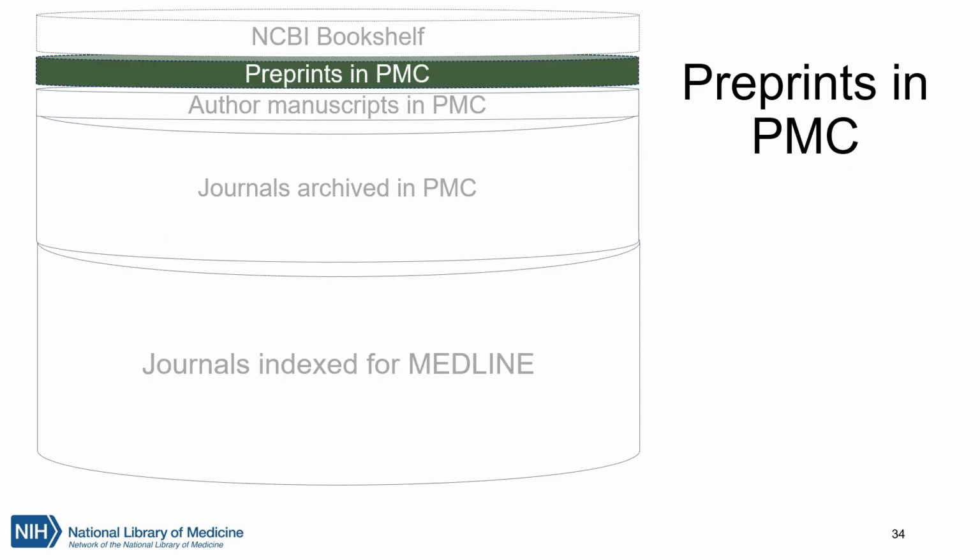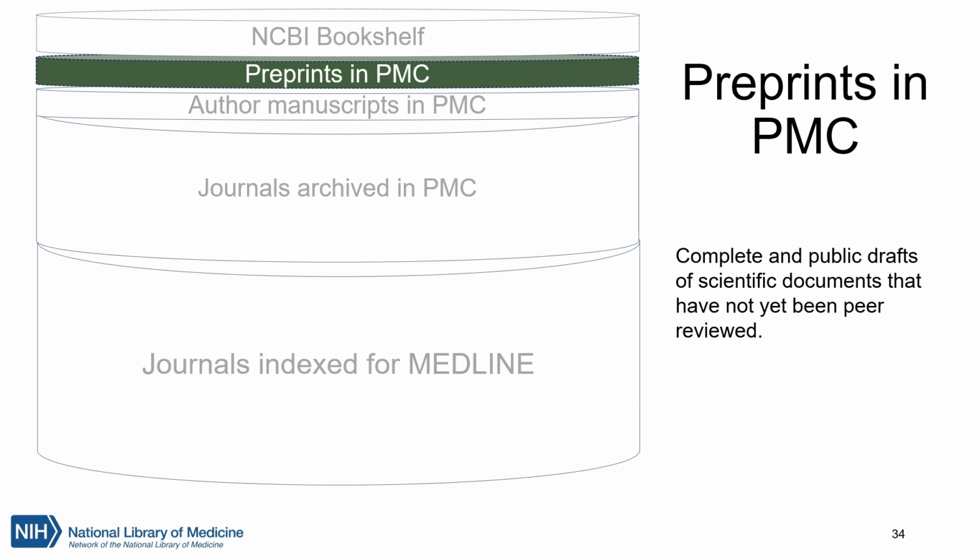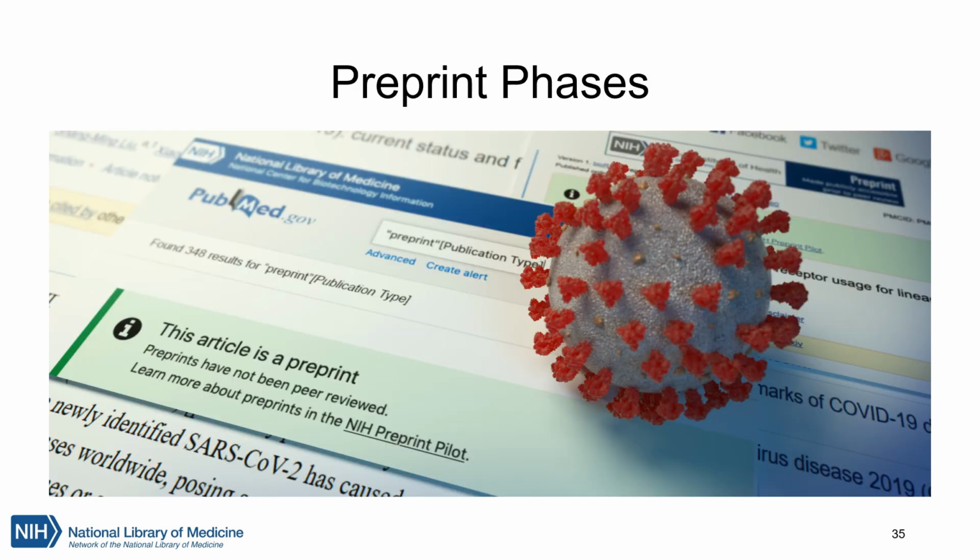Next, I'll briefly review the preprint pilot that is making NIH-funded preprints available via PMC. Preprints are complete and public drafts of scientific documents that have not yet been peer-reviewed. In June 2020, the NLM launched Phase 1 of the NIH preprint pilot to focus on preprints from NIH-funded research relating to COVID-19. Phase 2 launched in January 2023 and includes any NIH-funded work.